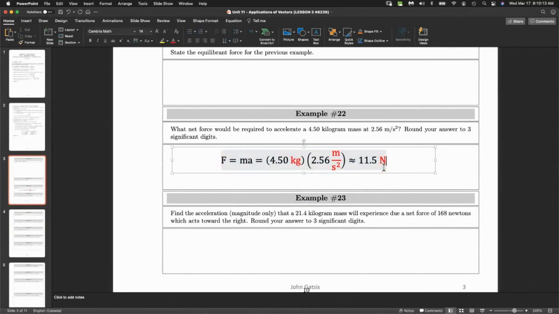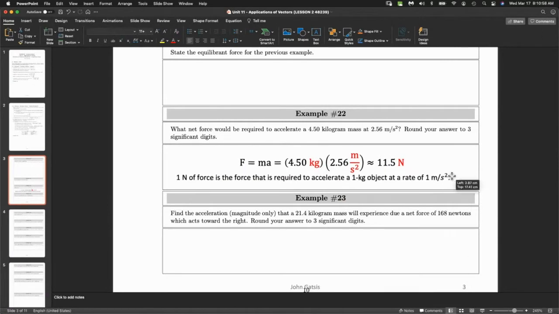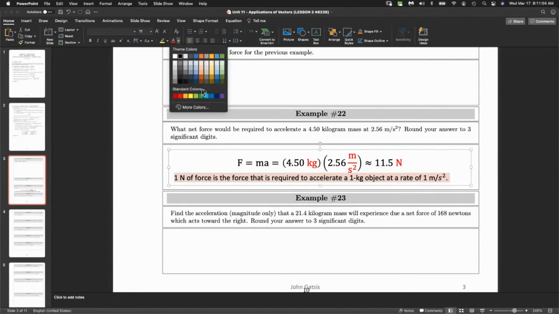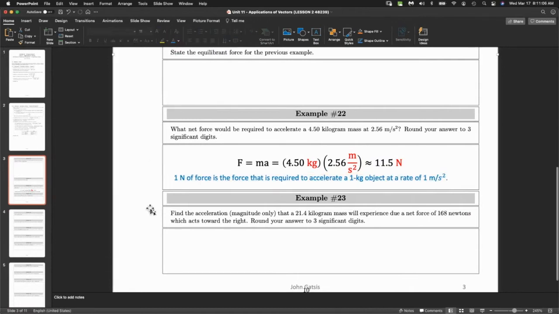I'll just mention it here further to Joshua's comment. One Newton of force is the force that is required... It's a good question, Joshua. That's why I'm actually just writing it here. Perhaps I could include that in my discussion earlier. But that's what a Newton of force is, okay? It's a definition as far as you're concerned for a unit.